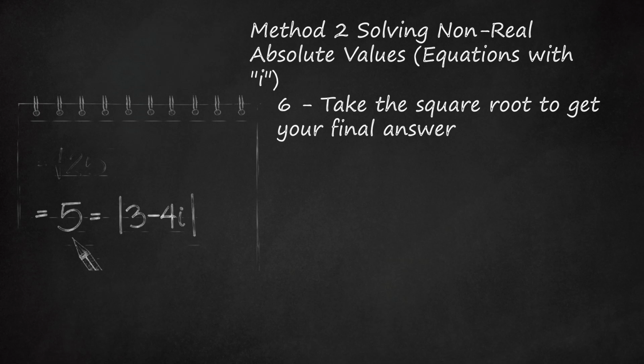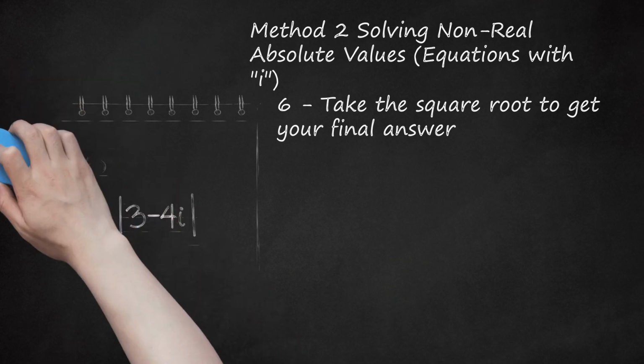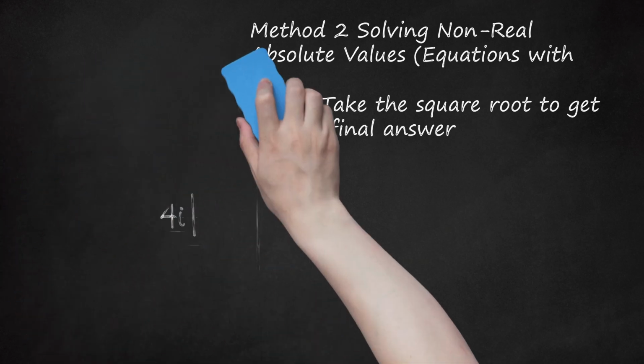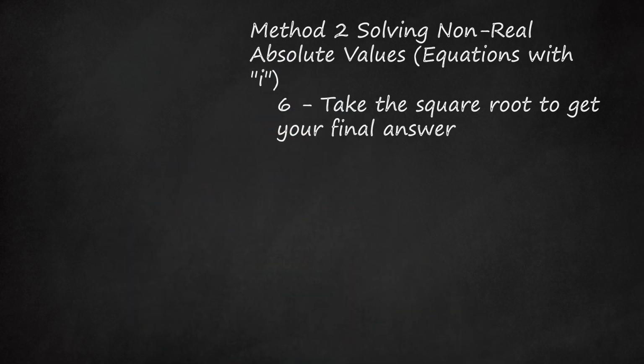Coefficients: 3, 4. Distance formula: the square root of 3 squared plus 4 squared. Square the coefficients: the square root of 9 plus 16. Add up the squared coefficients: the square root of 25. Take the square root to get your final answer, 5. So the absolute value of 3 - 4i equals 5.